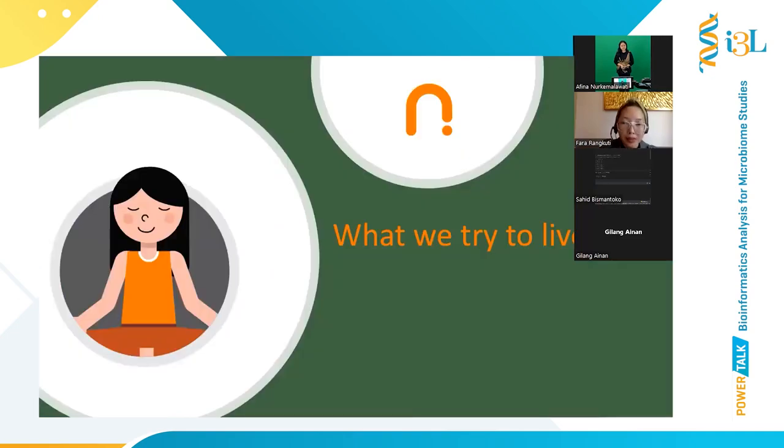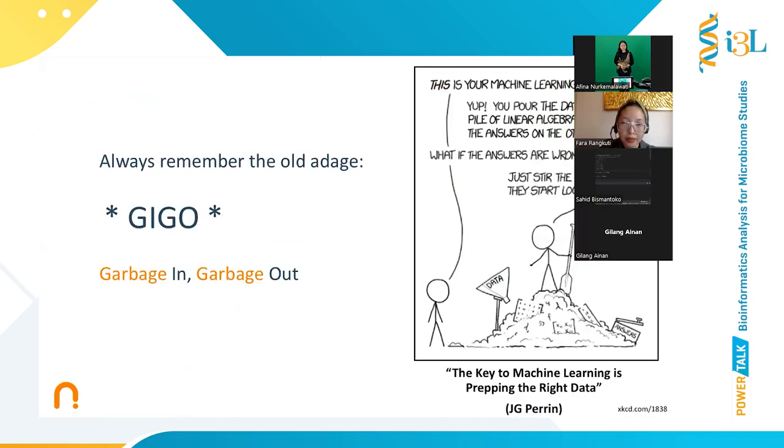Okay, in Nusantix, we have some principles that we try to live by. So we need to remember that in machine learning or in data analysis in general, this is always true: garbage in, garbage out. If the data is not clean, if the sequencing is not of high quality, then the result or the conclusion that you get will also not be good, okay? Because it depends on the data.